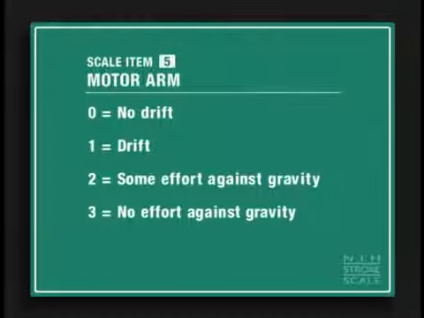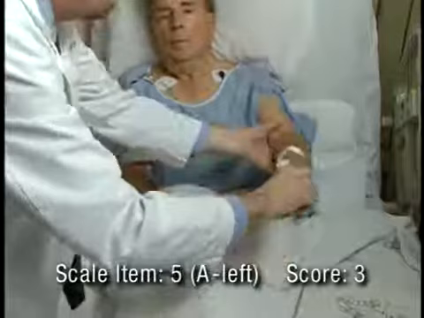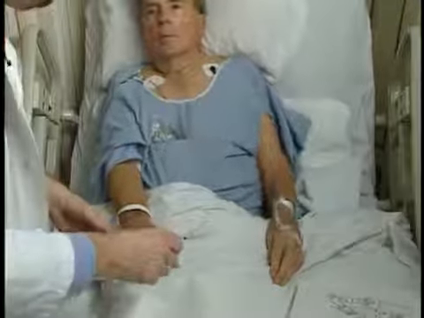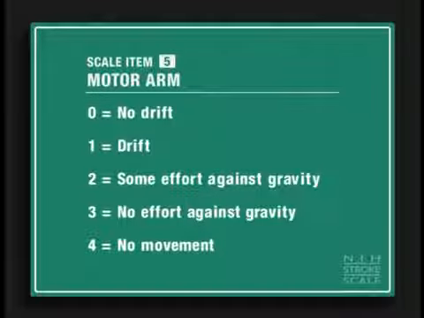Score a 3 when there is no effort against gravity and the arm falls. See if you can hold it up at all. Okay. And shrug that shoulder for me. Show me that shoulder move. There we go. All right. Score a 4 if the patient is unable to make voluntary movements.